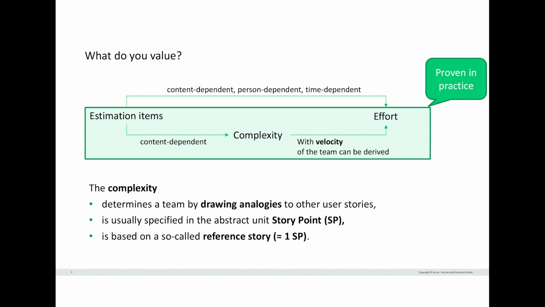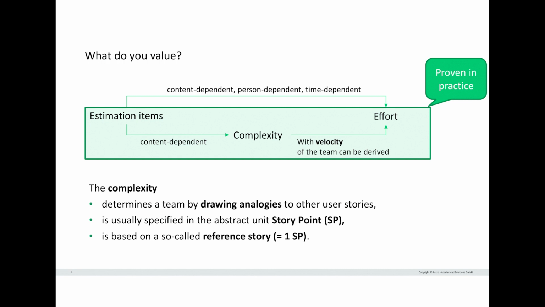In practice, however, it has proven useful for the team to only estimate the complexity of the estimation item depending on its content. The effort can be derived with the help of the team's velocity. In the following, we assume that we have user stories as estimation items. This simplifies the way we speak. However, the following also applies to other estimation items.